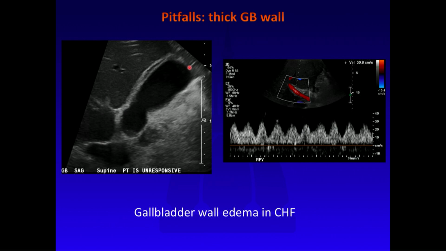This is a patient in the cardiac ICU with elevated liver function tests. So there is this edema, but if you look at the portal vein here, there's a very pulsatile flow. And normally the portal venous flow should be much less pulsatile, just confirming that this is gallbladder wall edema in a patient with congestive heart failure.